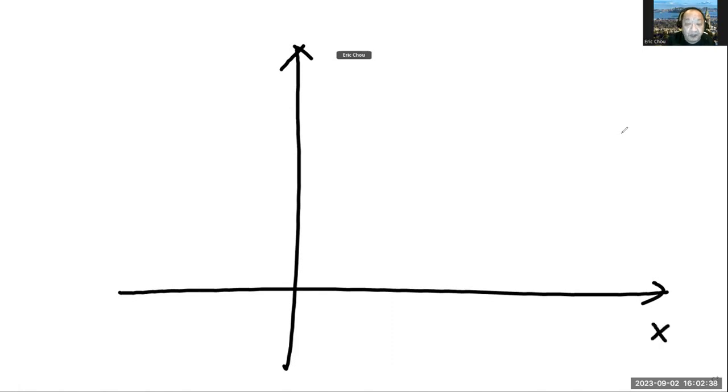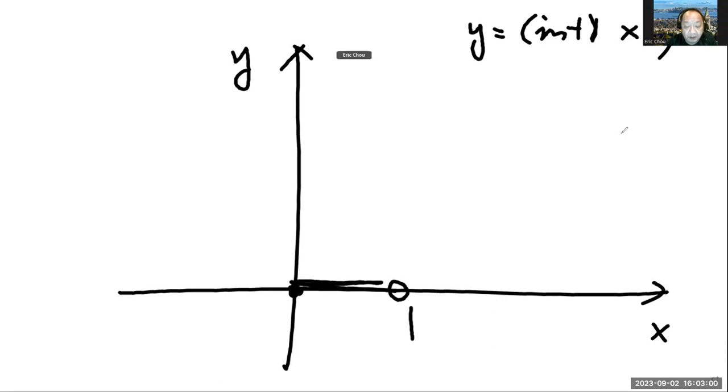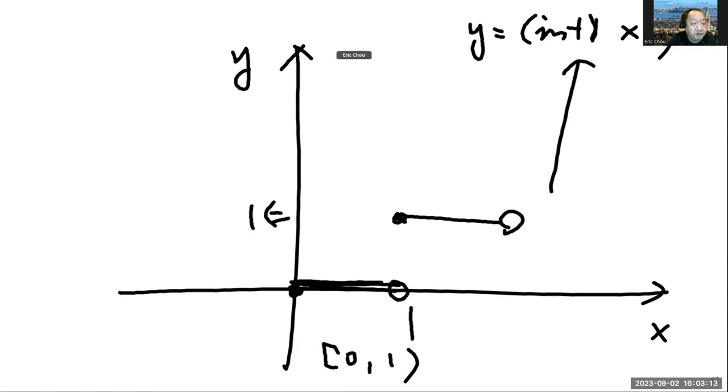Okay, let's have x and y. Let's assume y equals quantization of x. So if x is 0, you get 0. If x is 0.9999, you get 0. So from 0 to 1, not including 1, you get 0. From 1 to 2, but not including 2, you get 1. This is the floor function.